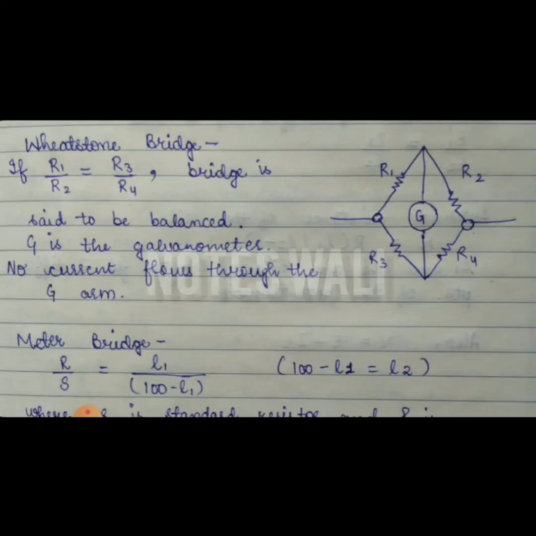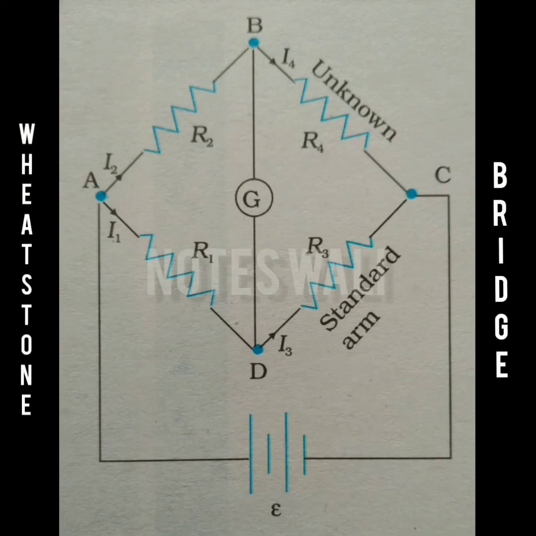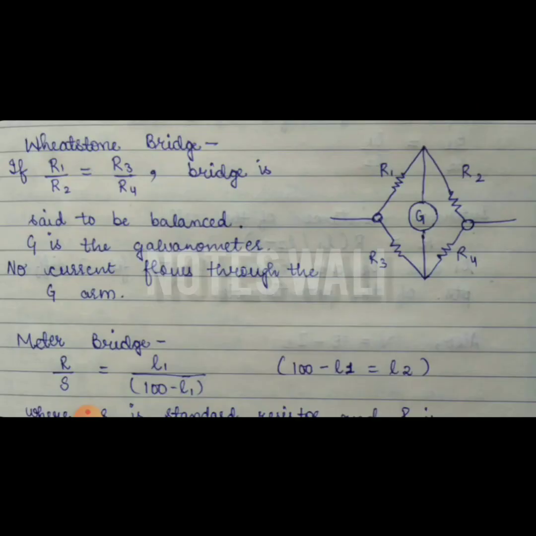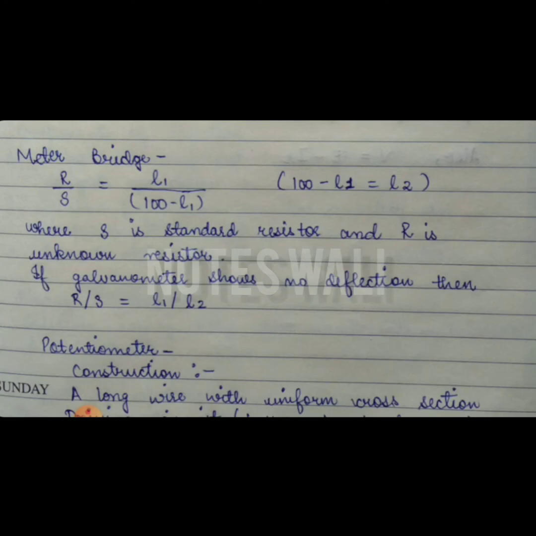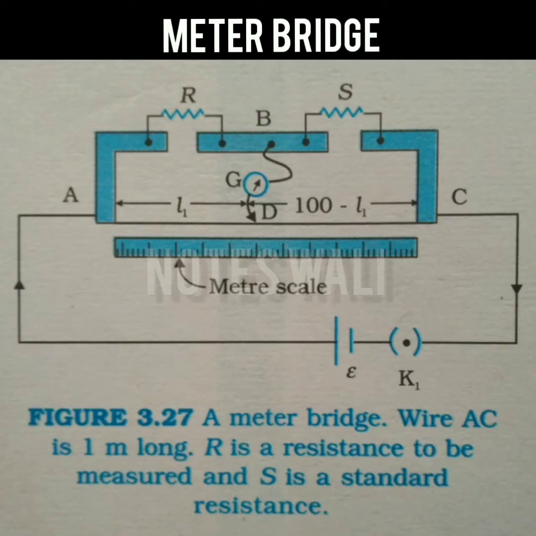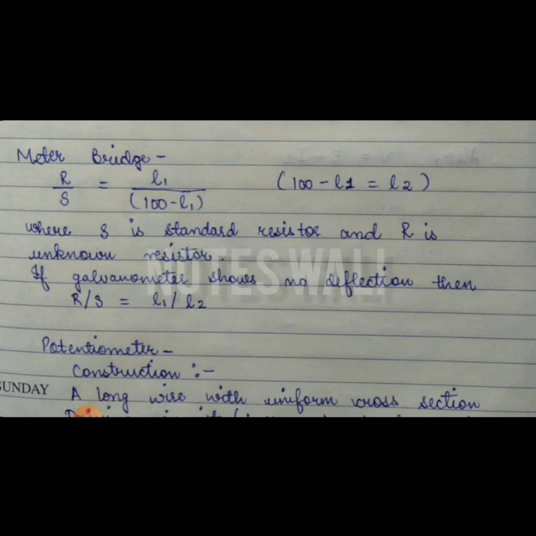Then we have the Wheatstone bridge, which is this kind of setup, and a Wheatstone bridge is said to be balanced when R1 by R2 is equal to R3 by R4 and no current flows through the galvanometer arm. Next is the meter bridge. You can also look for their figures in your textbooks. For the meter bridge, the condition to be followed is R by S equals L1 by 100 minus L1, and 100 minus L1 can also be written as L2. S is the standard resistor which is given to us, and R is the unknown resistance.